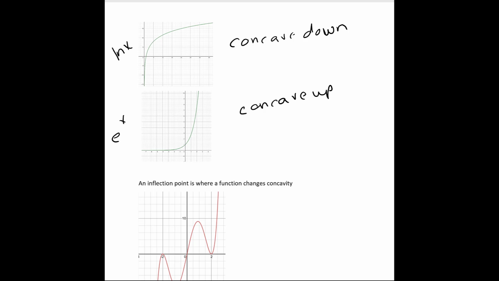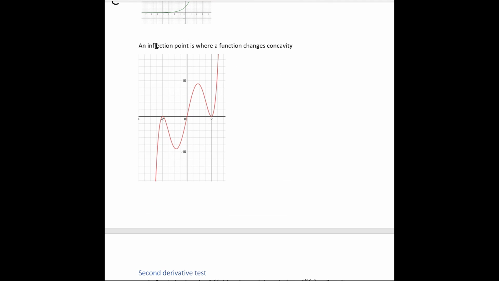Now, concavity could change throughout a function, so it doesn't have to just be up or just be down. It could change. So let me show you another function that's a little more complicated. So you can see this one went up, it went down, it went up, it went down, it went up. So what do I have? I have different concavity. It started concave down, and then it switches to concave up, and then it's concave down again, and then it switches back to concave up. So when we have more than one type of concavity, it has to have a place where it changes. And the place where it changes is called an inflection point.